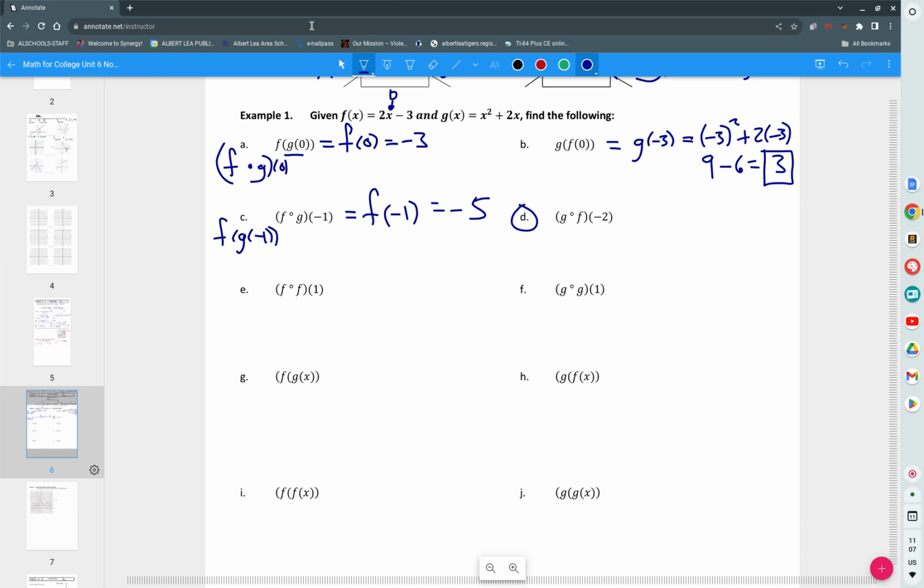So you take negative 2 and plug it in for F. 2 times negative 2 is negative 4, minus 3, you get negative 7. But then is it G of negative 7 or F of negative 7? I don't know any other ways to explain it. You take negative 2 and plug it in for F first. 2 times negative 2 is, oh, okay.